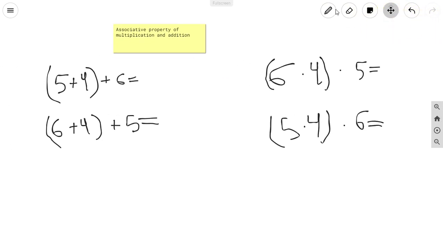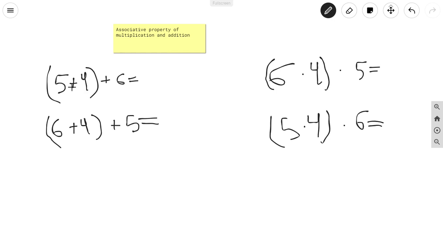Alright, let's look at the associative property. The associative property involves parentheses. Whatever is in parentheses you do first. The associative property states that for addition, the addends can be grouped in any way without changing the sum.